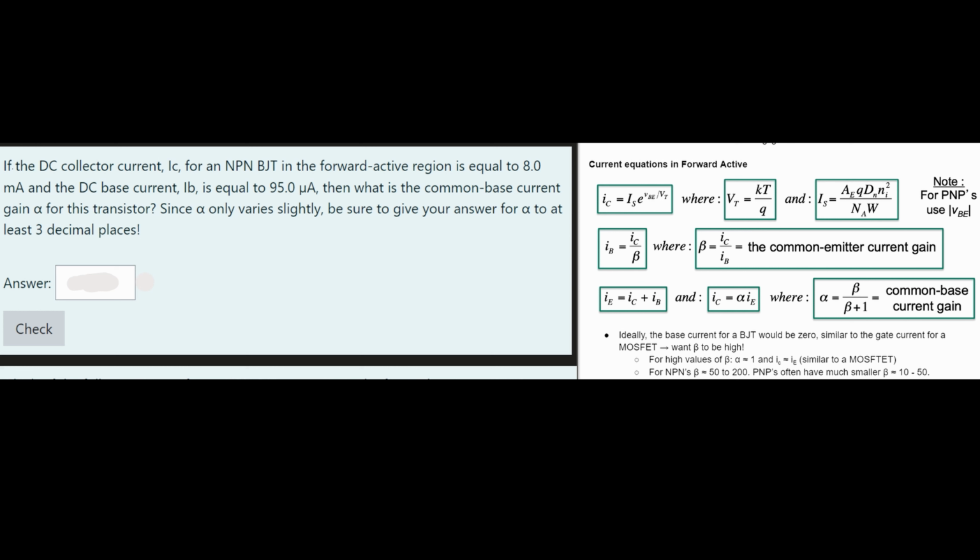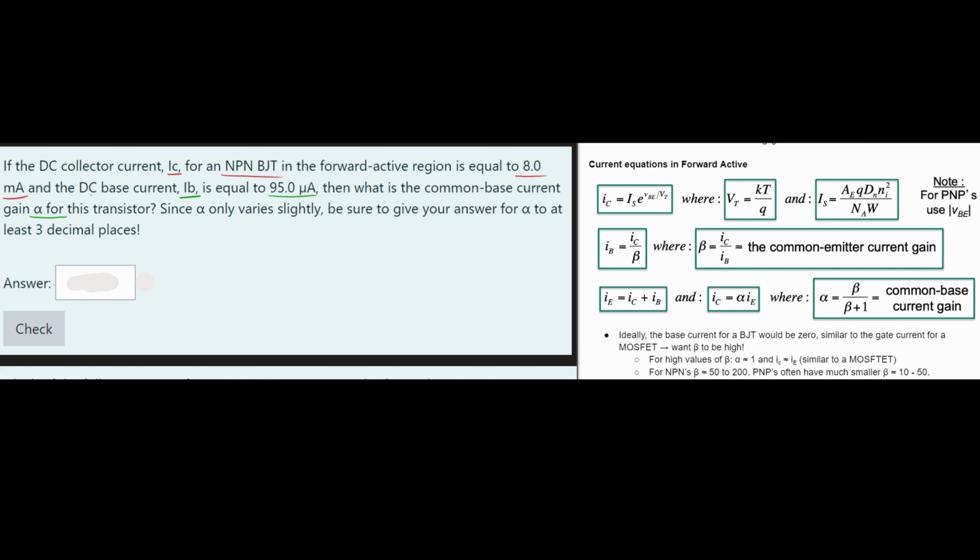We have the following problem: if the DC collector current IC for an NPN BJT, this is important, so we are going to underline it, is in the forward active region, and it's equal to 8.0 milliamps, that's another important part, and the DC base current, which is our IB, is equal to 95 microamps, then what's the common base current gain, which is the alpha symbol, for this transistor?